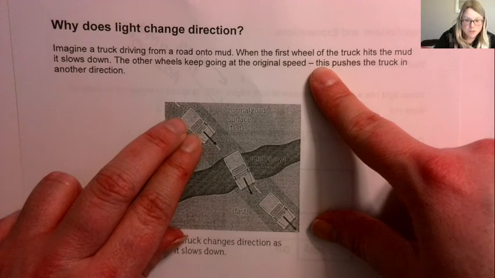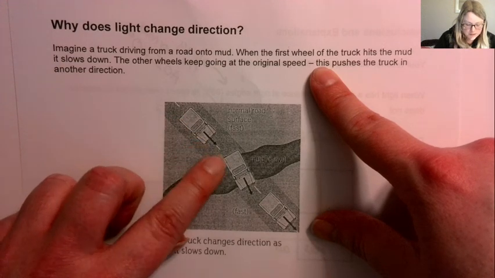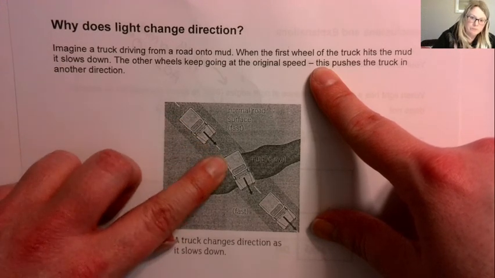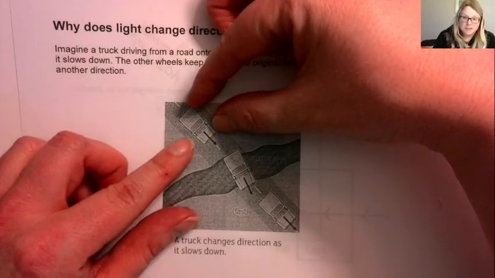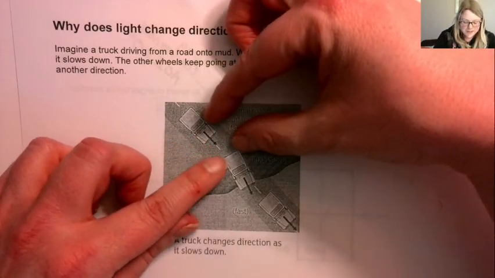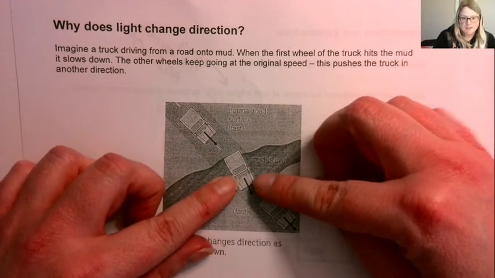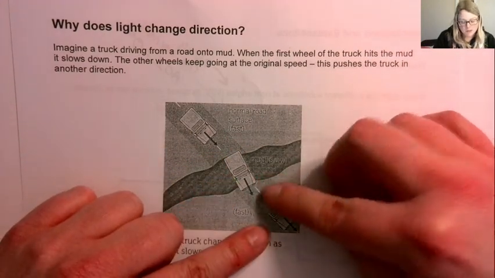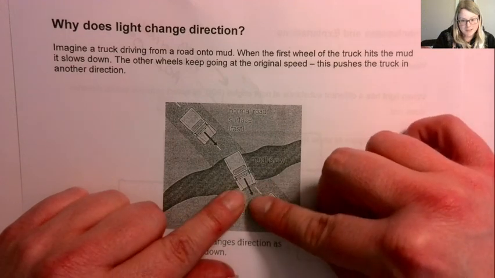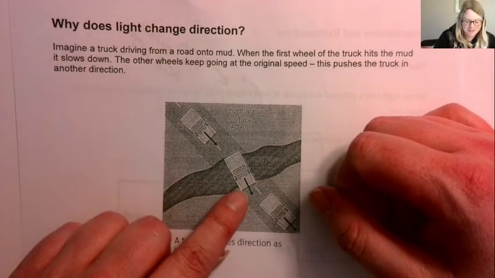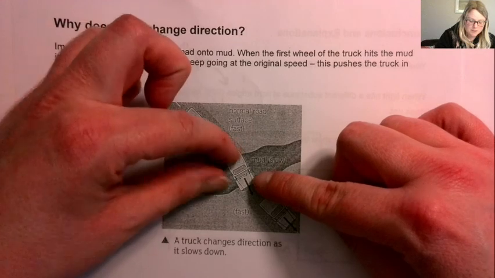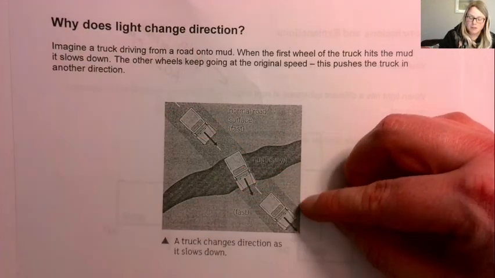So if our truck's travelling along, this wee wheel here is going to hit first and slow down, and because this side is all still going really, really fast, it's going to end up changing direction, and then it'll go here. And then the opposite happens on its way out. This side is going to speed up first, and then because these ones are still going slow, it ends up rotating around the other way.